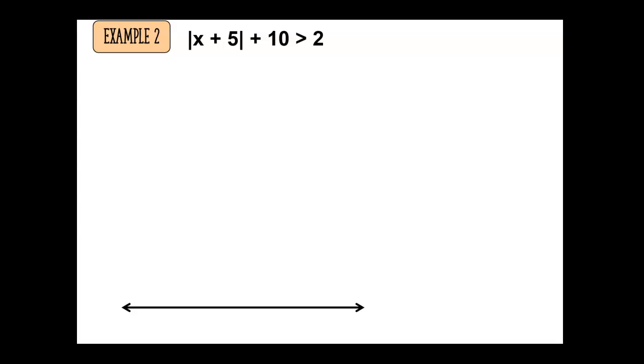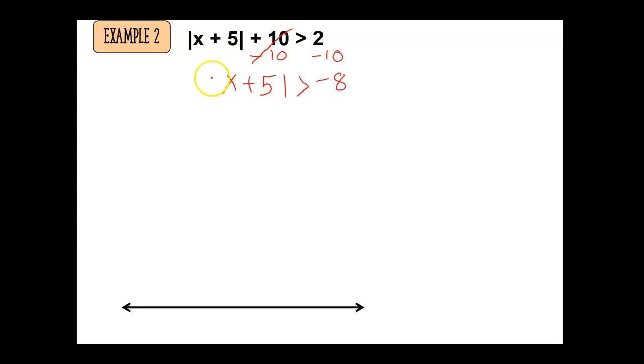What do I need to get rid of first on the left-hand side? Okay, the loner is 10. How do I get rid of a positive 10? Minus 10, minus 10. The 10s cancel, so I'm going to bring down absolute value of x plus 5 greater than, what's 2 minus 10? 2 minus 10 is -8.